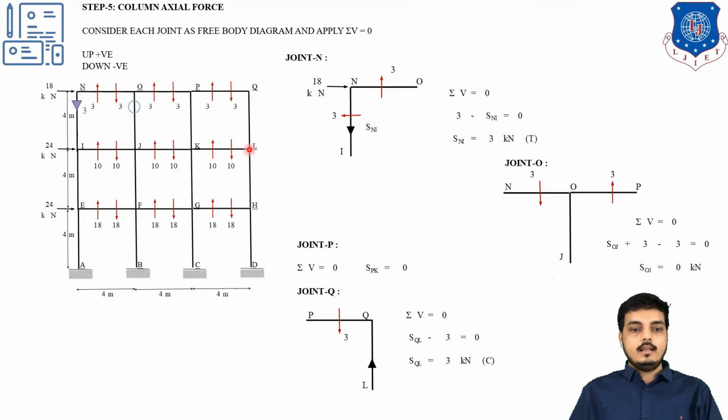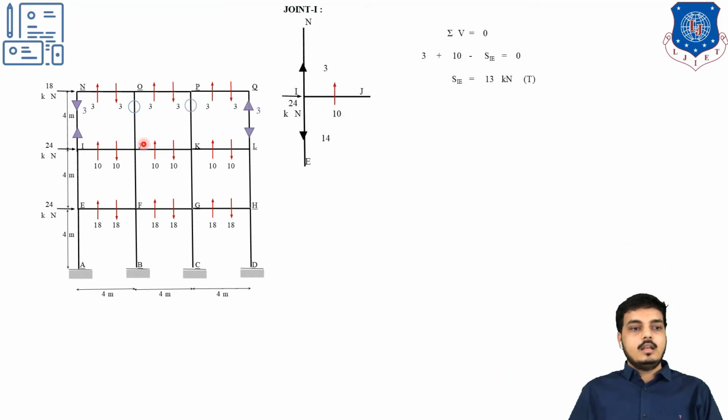Now for QL, as this is going downward, I assume this one as upward. So SQL minus 3 equals to 0, so SQL equals 3. Now it is going towards the joint Q, so it is in compression. Similarly, for the rest of the portion we can find out.